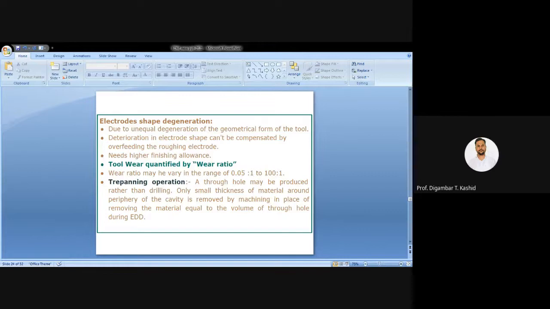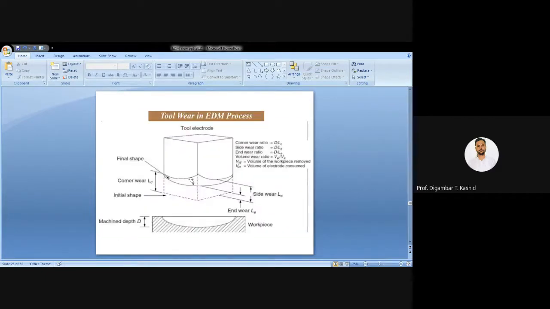A deterioration of the electrode shape cannot be compensated by overfeeding the roughing tool. Suppose tool wear is there, as you can see in this diagram I have shown. That wear cannot be compensated by overfeeding the roughing electrode. So we need a very high finishing allowance in that case.